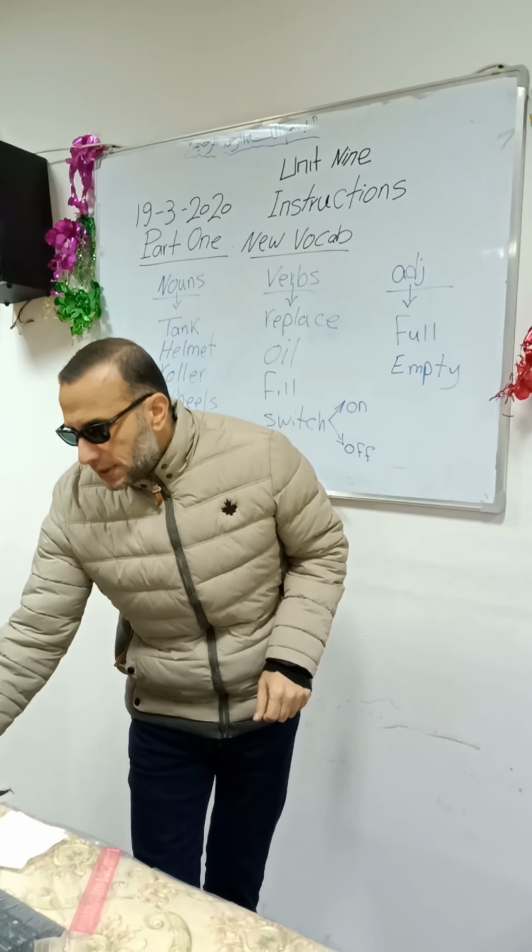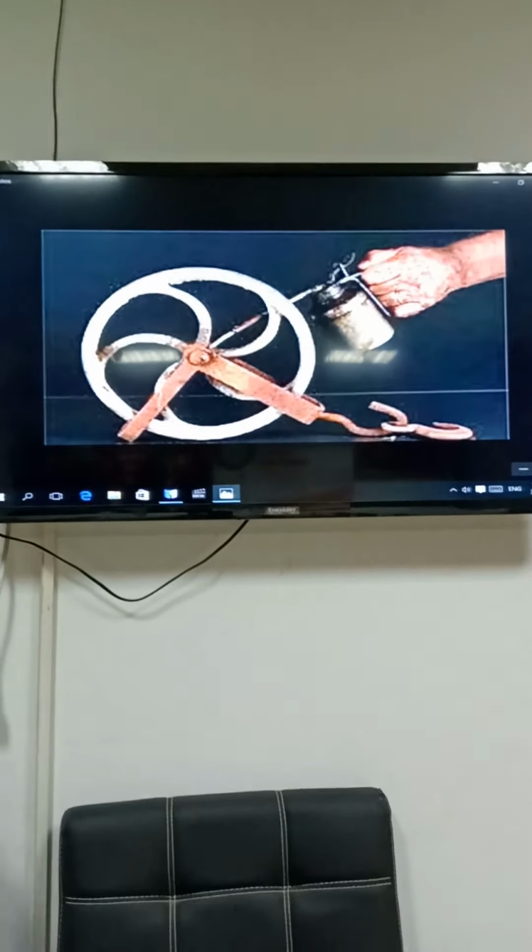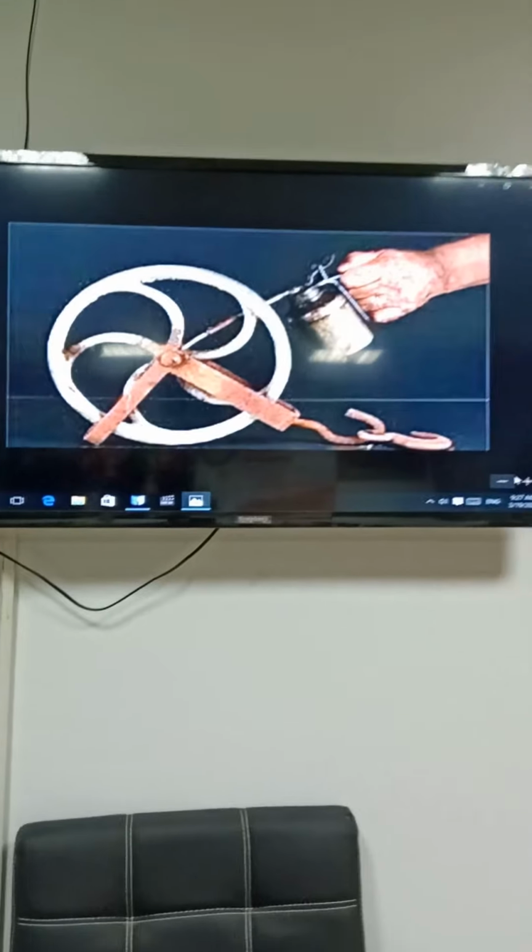Yes. What is this man doing? He is oiling the wheel. He's putting oil to the wheel. Okay?